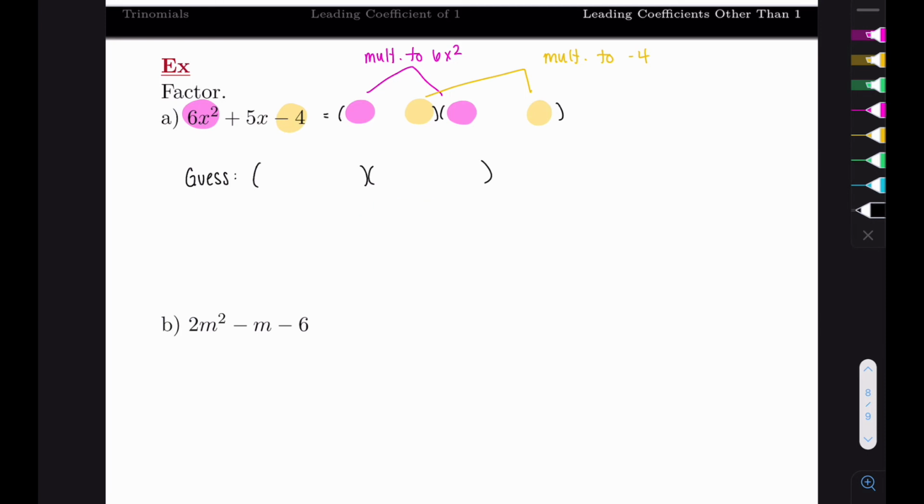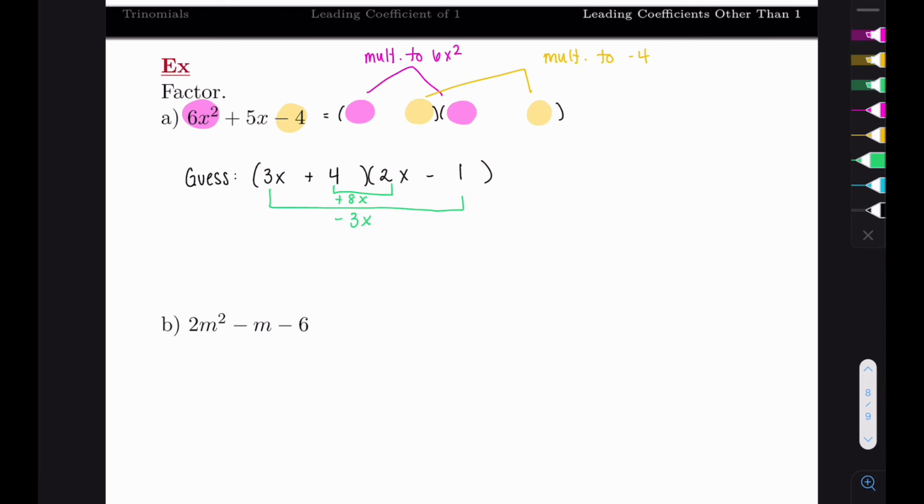Another way we can multiply to 6 is 3 and 2. So let's do a 3 and a 2 with an x on each of these. And then a different way I can multiply to negative 4 is a positive 4 and a negative 1. Okay. If I do this, that gives me negative 3x as my outer term, and my inner term would be 8x. And those add up to the correct middle term.